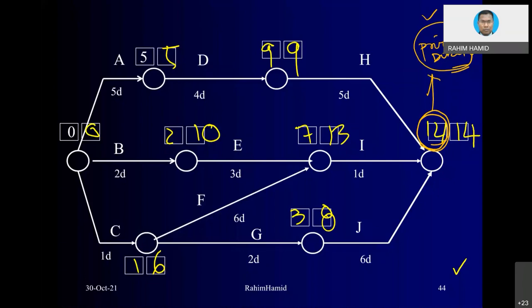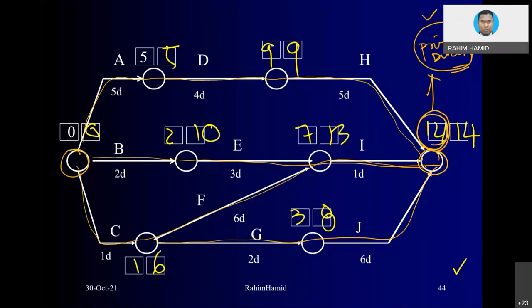Number two, we want to know the critical path. Remember, in this diagram, there are 1, 2, 3, 4 paths from the start until the end. The first path is coming from the top one here. The second one is from B, E, I. The third one is from C, F, and I, and the fourth one is from C, G, J. There are four routes from the beginning until the end. This is what we call four paths.